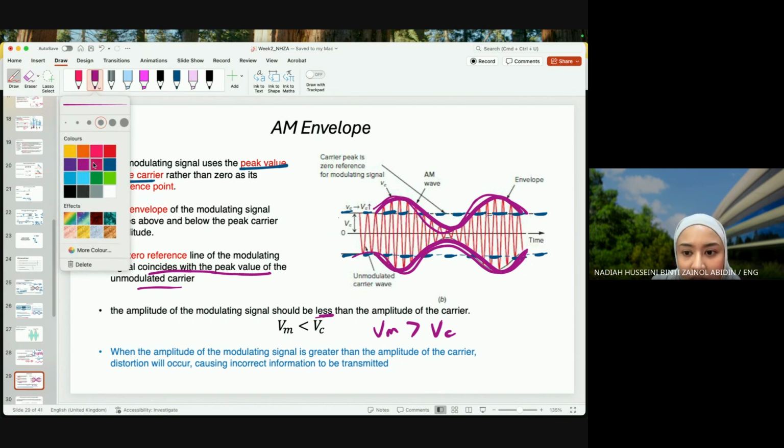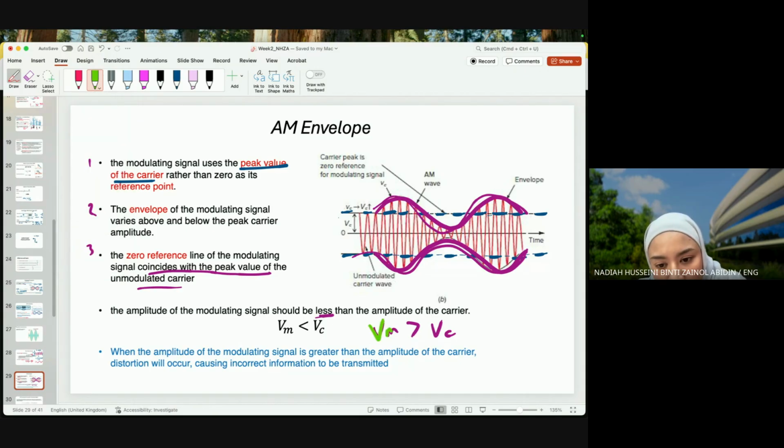Let's draw this in a different color so that we don't get confused. If my modulating signal is higher, my Vm is higher than Vc, let's do this in green as a reference. That would mean that it would extend like that, and this would be overlapping like this. What would happen if we have something that looks like that?